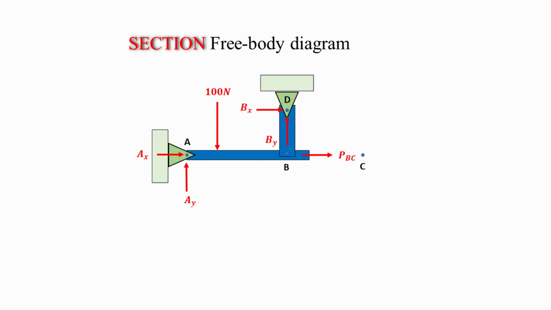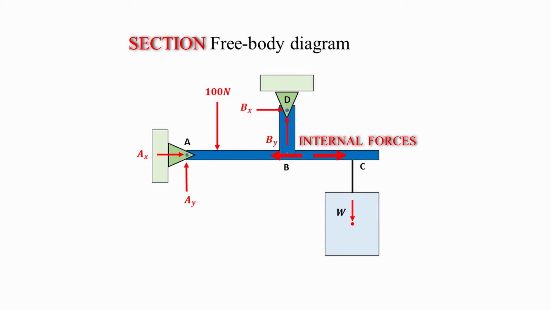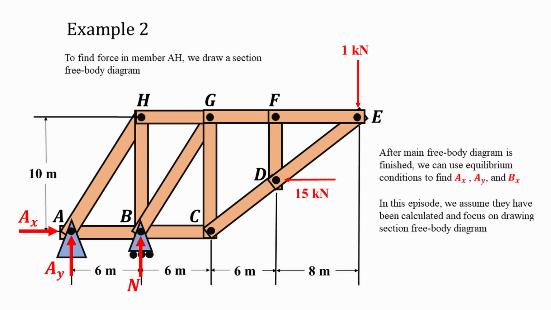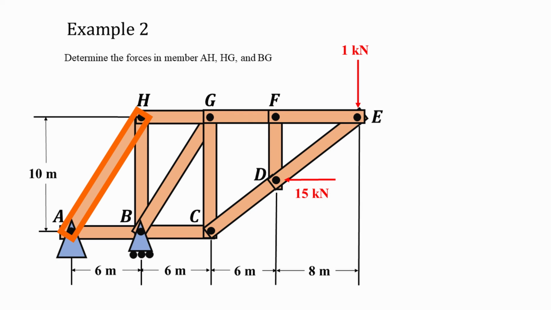The purpose of drawing a section free body diagram is to turn the internal forces in the members into external forces and use equilibrium conditions to determine the forces. I want to determine the force in member AH, so I need to re-identify the boundary and the body so that I can make the force AH visible in the free body diagram. Let's follow the 4-step method again.